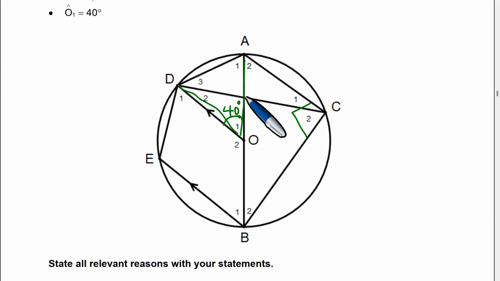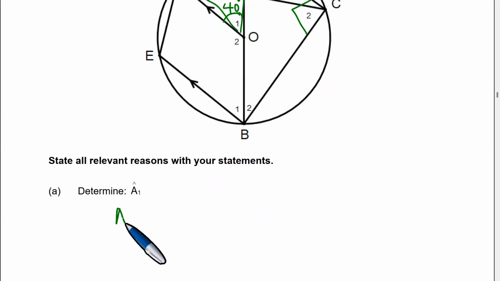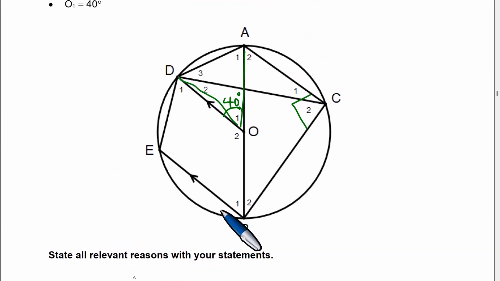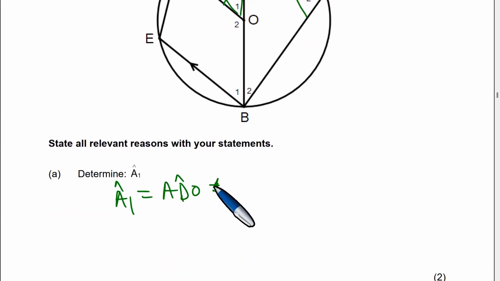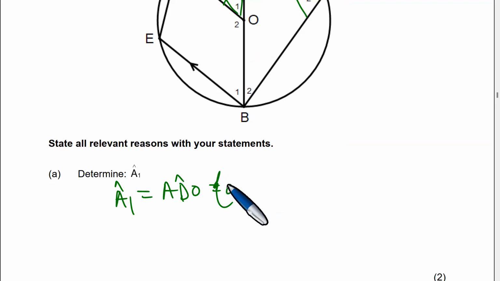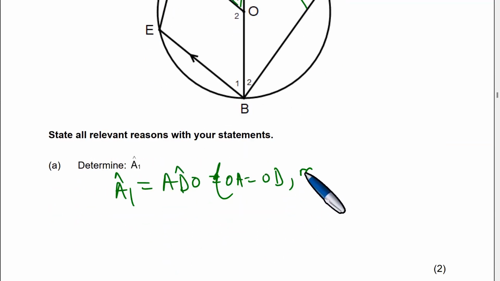what then is the answer? Right. So which means that angle A1 is actually equal to angle ADO. Why? Because OA is equal to OD, radii.